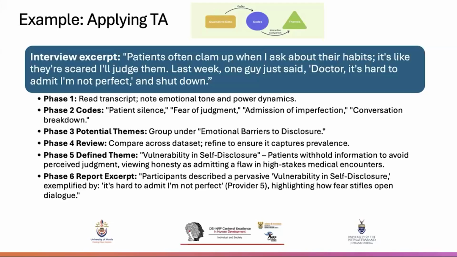And the fourth phase focuses on reviewing your themes, and this is where you start comparing across your data set how your data is actually being represented within this theme. And this is where you get to refine your theme to ensure that it captures the prevalence. How many times was this occurring when you interviewed your participants? Are multiple participants mentioning the very same issue? Or is it only one participant or one patient talking about this issue?